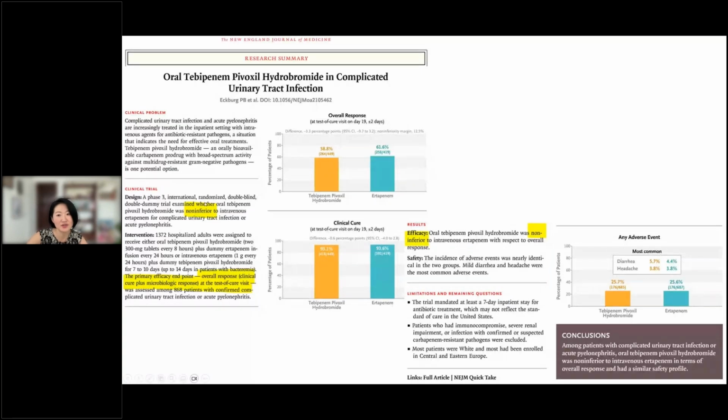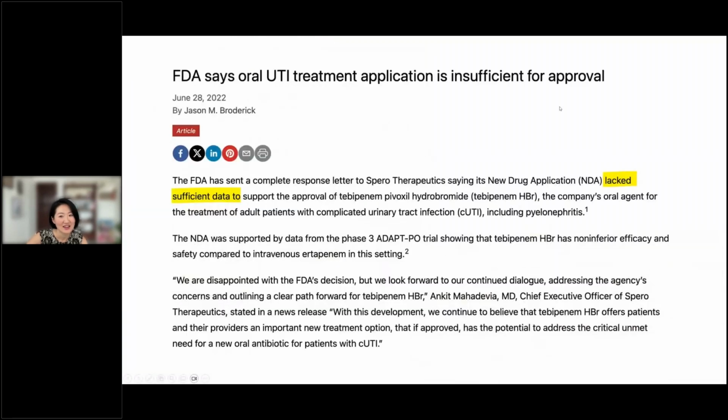And this phase 3 trial was conducted on patients with complicated urinary tract infections, and the comparator was ertapenem. And this was based on over 1,300 patients. The trial successfully showed non-inferiority in terms of clinical cure and microbiological response. However, the FDA did not approve the drug, citing the main reason as insufficient data. Another phase 3 trial is being conducted at the moment to hopefully fill this gap.